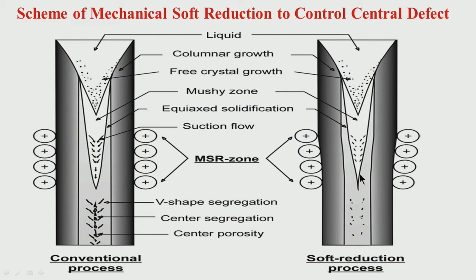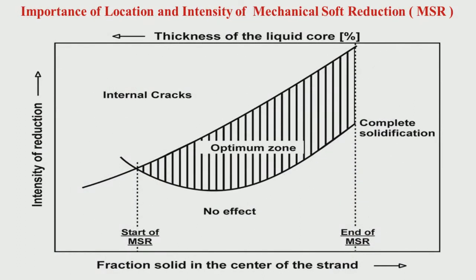So what has to be done there? You have to use mechanical soft reduction to control the central defect. Mechanical soft reduction, I have mentioned, two things are very important: where you use the mechanical soft reduction, at what location, and what is the intensity of the soft reduction. How much pressure do you put, how much thickness you reduce so that it creates the pressure. These two things are important: where you put mechanical soft reduction and how much intensity of soft reduction you are giving.